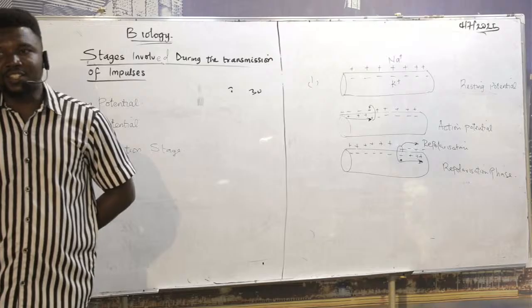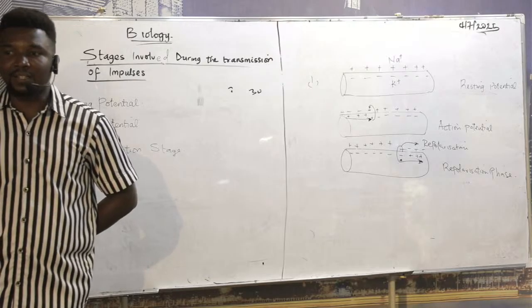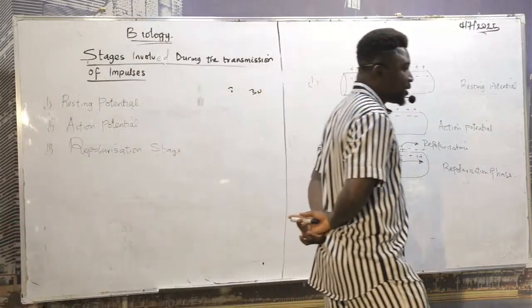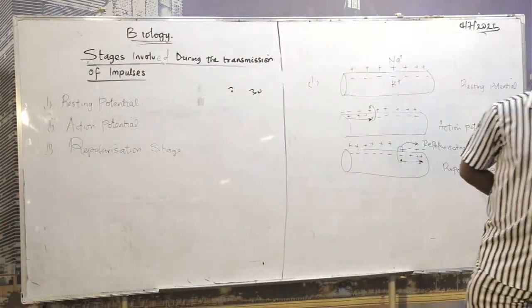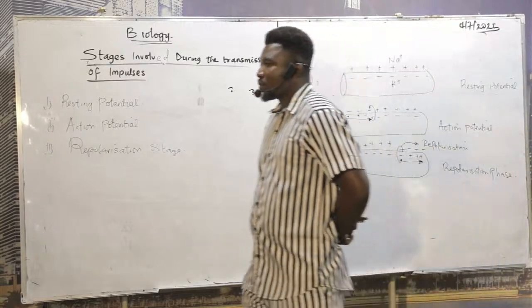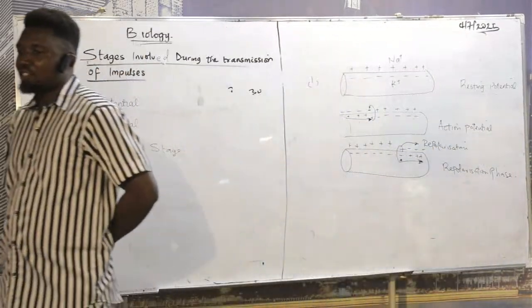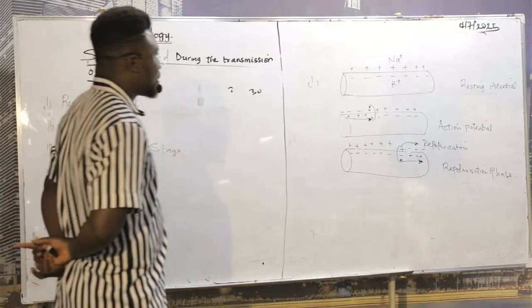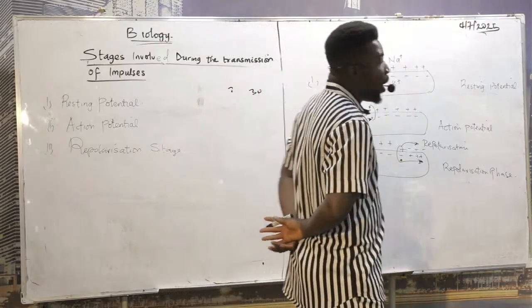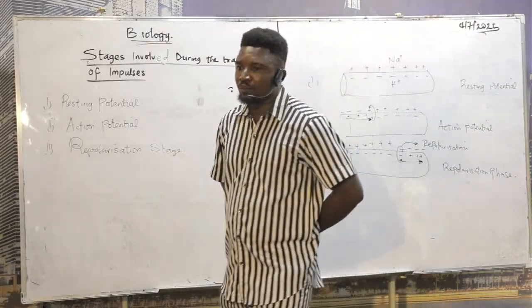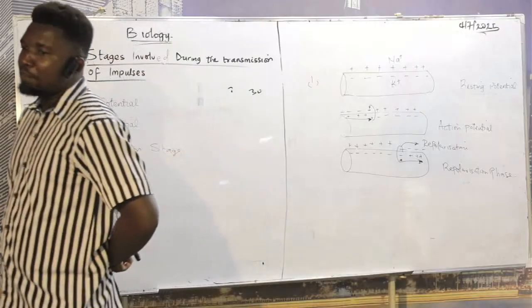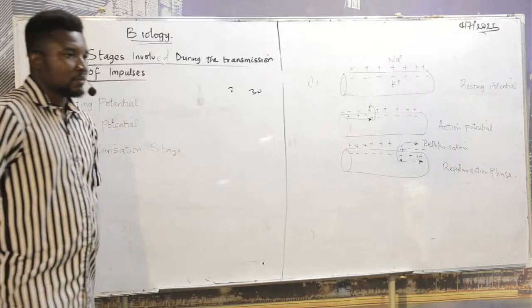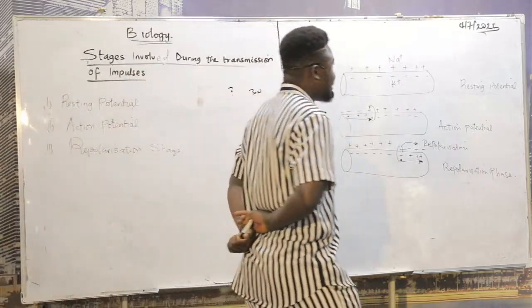At this stage, the nerve cell is depolarized because the positive ions tend to move inward.